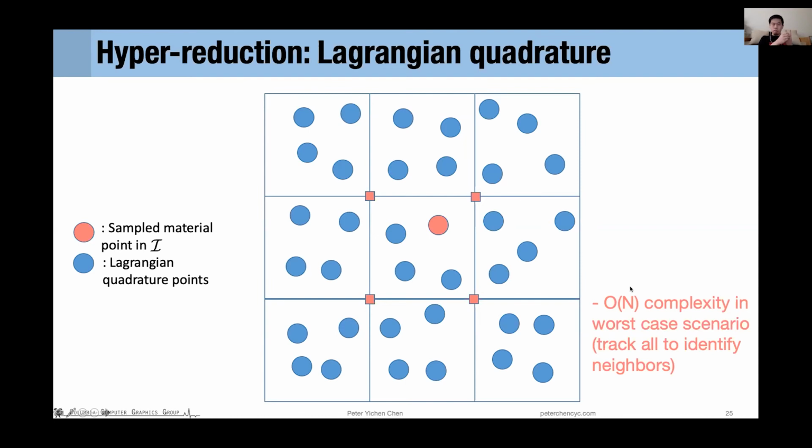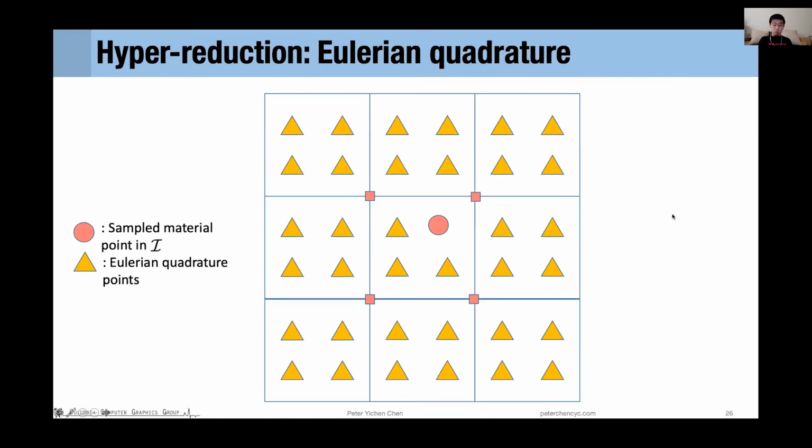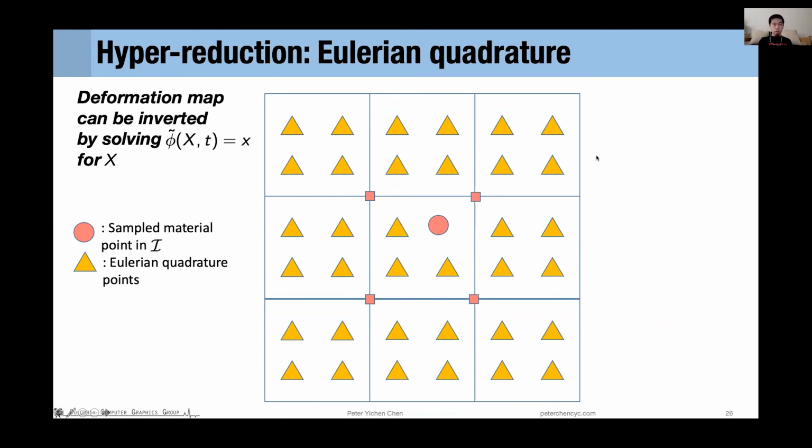So alternative to using these Lagrangian quadrature points for stress integration, we can also achieve stress integration with Eulerian quadrature points that discretize space instead of the material. And since the quadrature point is Eulerian, we know its current position, small x, and to get its initial position, big X, we can invert the deformation map that is approximated by the neural network, by doing a simple nonlinear solve. And then we can readily obtain other kinematic information from the approximate deformation map.